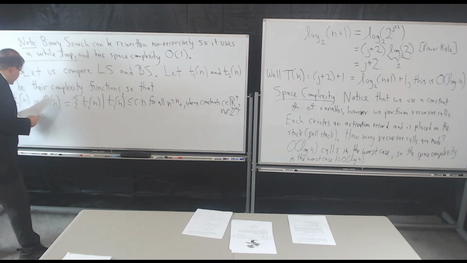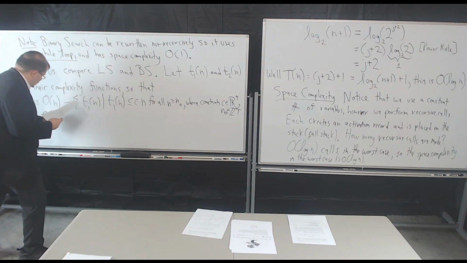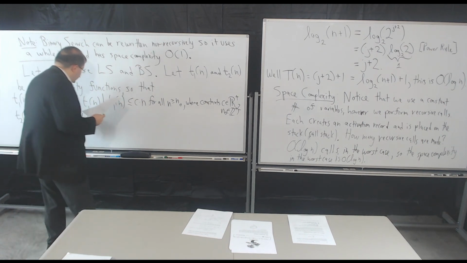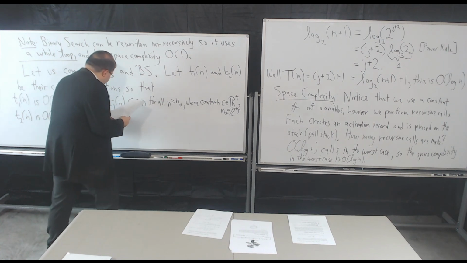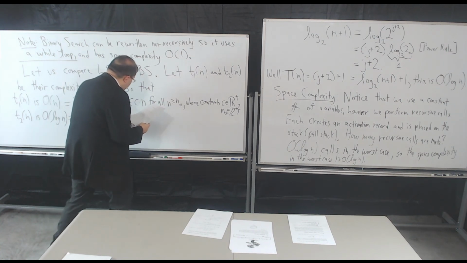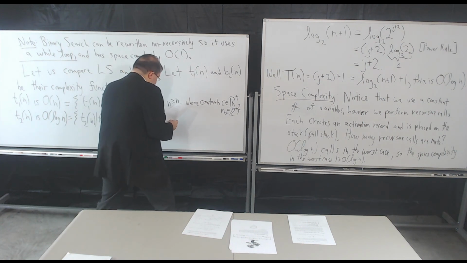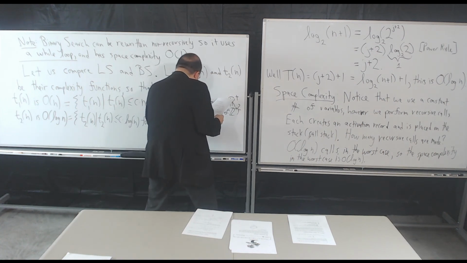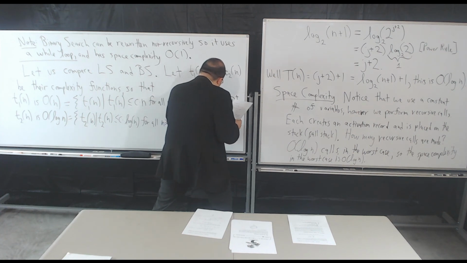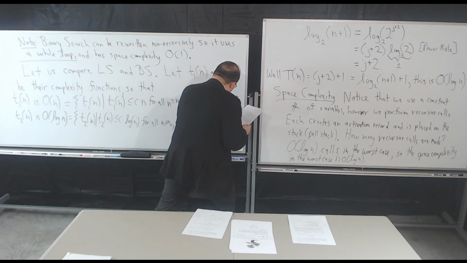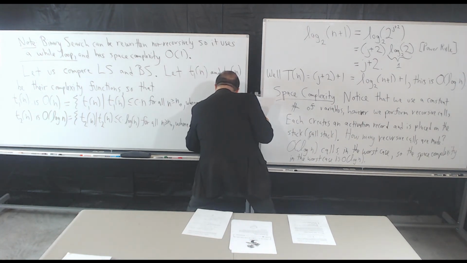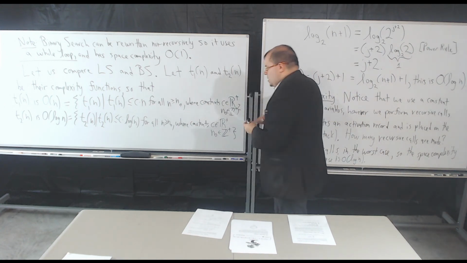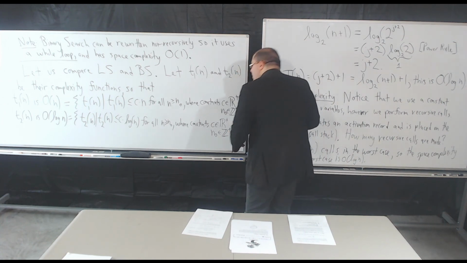And T2 of n is big O of log n, which equals the set of T2 of n such that T2 of n is less than or equal to C times log n for all n greater than or equal to n0, where constants, again, C is a positive real constant, and n0 is a positive integer constant. Okay, so these are my two.